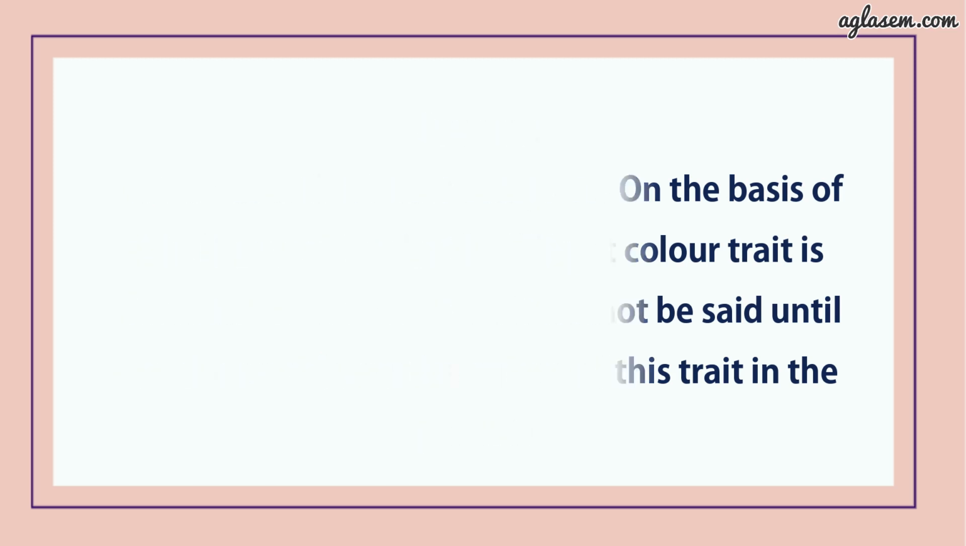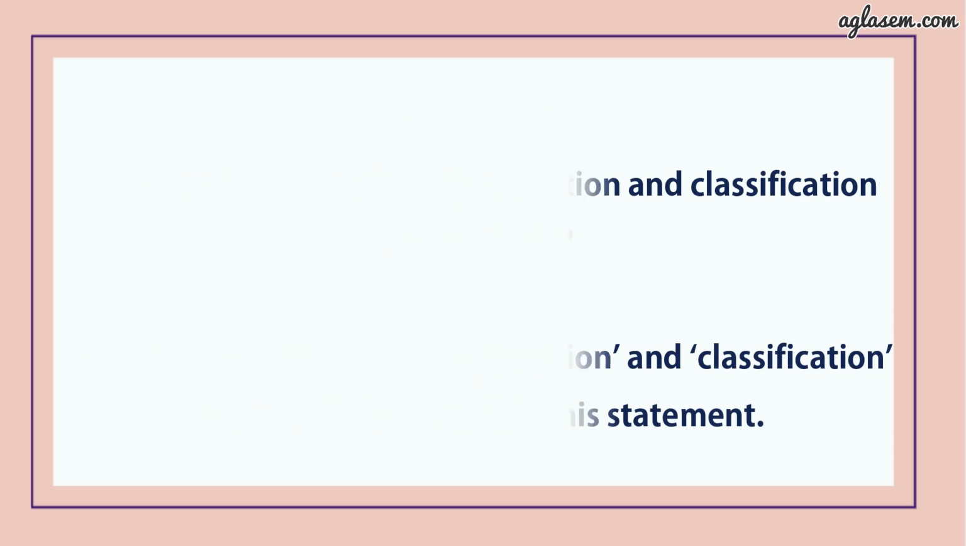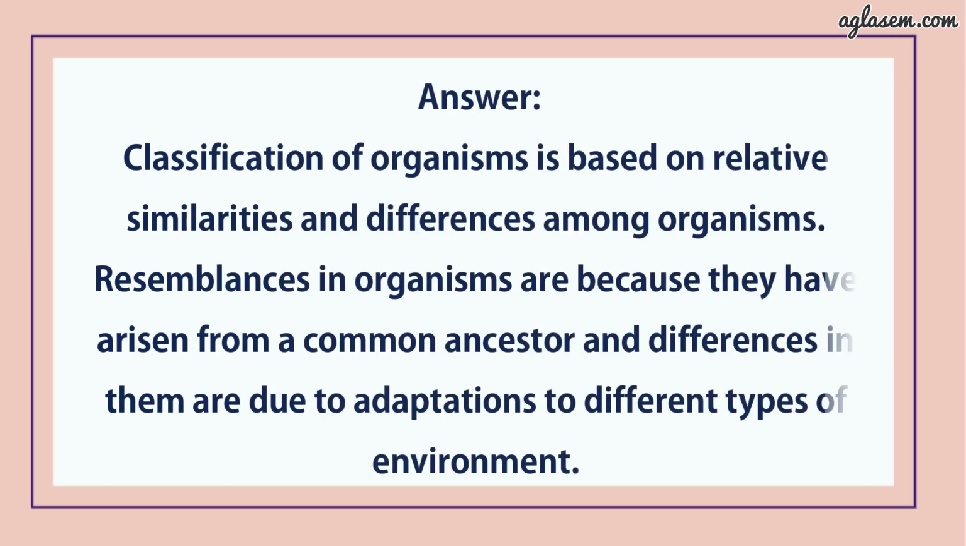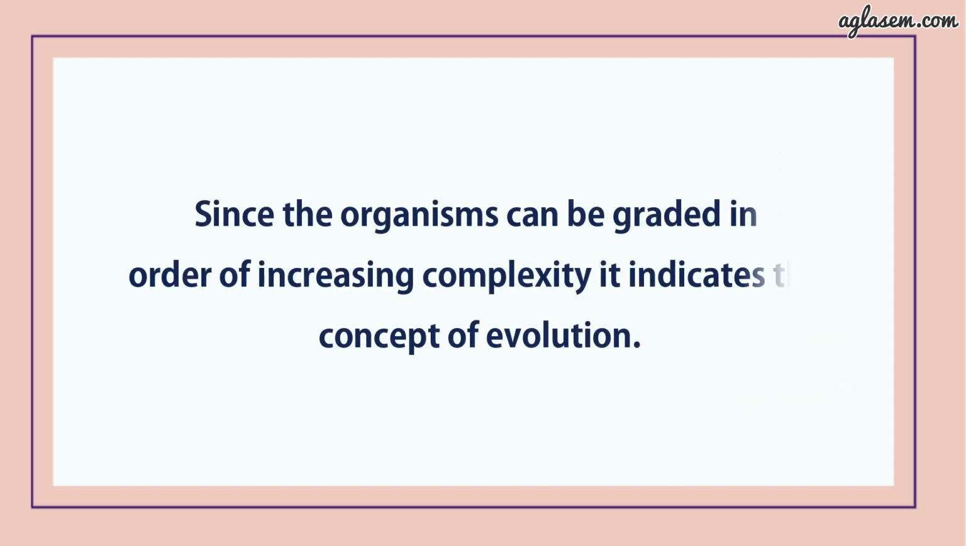Further, question number 5 says, how are the areas of study evolution and classification interlinked? Or, two areas of study, namely evolution and classification, are interlinked. Justify this statement. So the answer is, classification of organisms is based on relative similarities and differences among organisms. Resemblances in organisms are because they have arisen from a common ancestor, and differences in them are due to adaptation to different types of environment. Since organisms can be graded in order of increasing complexity, it indicates the concept of evolution.